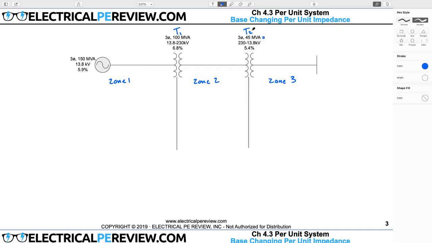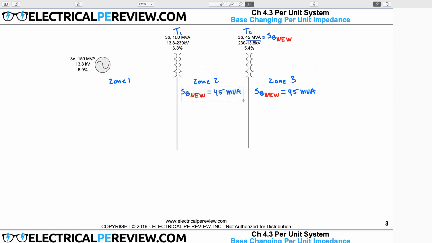Since we're using hypothetically transformer T2's ratings as our base values, our new power base is going to be equal to the power rating of transformer T2. That means our new power base in zone 3 is going to be equal to 45 MVA. And we just said your power base in each voltage zone is always going to be the same. Now let's start with the new voltage base in zone 3.